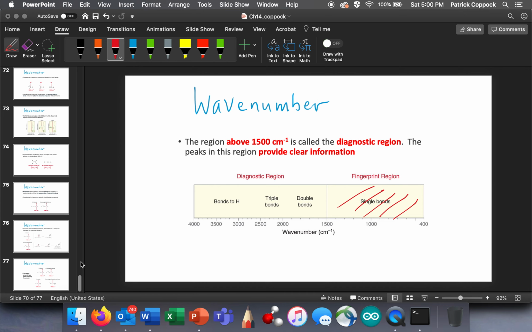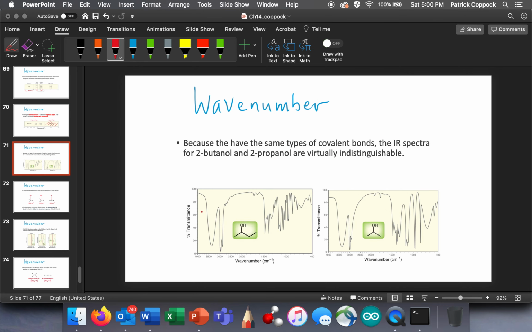So where am I here? Oh man, I'm sorry for the misprint here. Because they have the same type of covalent bonds. Look at this. They have all the same kinds of bonds here: CC, CH, CH, CH, CH, CH, CC, CO, OH. So they have all the same kinds of bonds. Since that's the case, and IR tells us the kind of bonds or functional groups, then we can't tell the difference between these two.